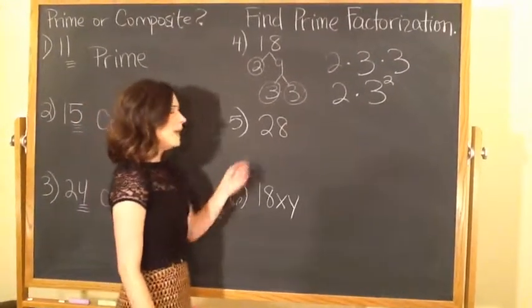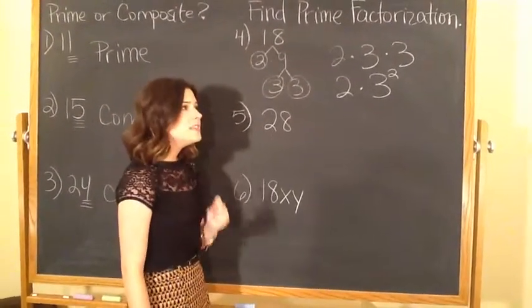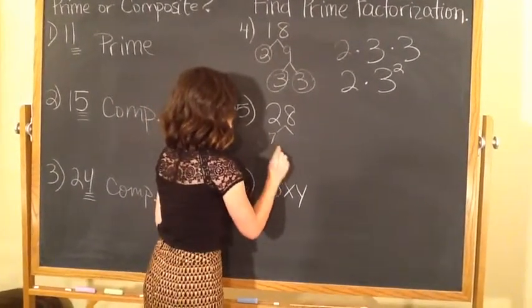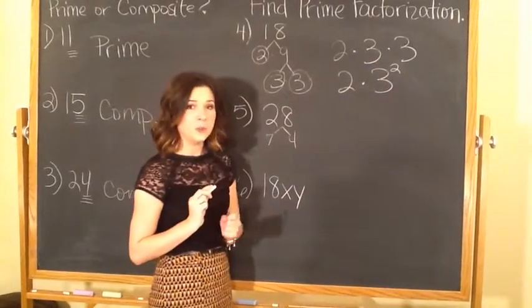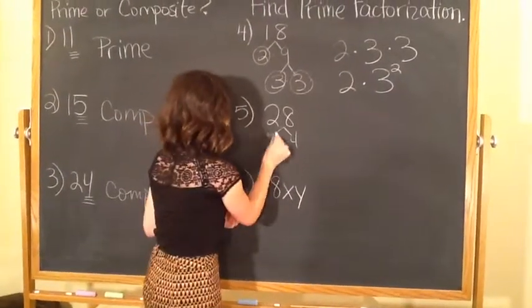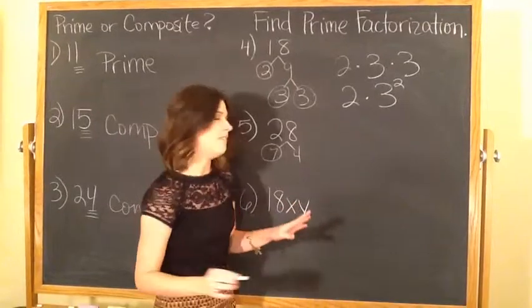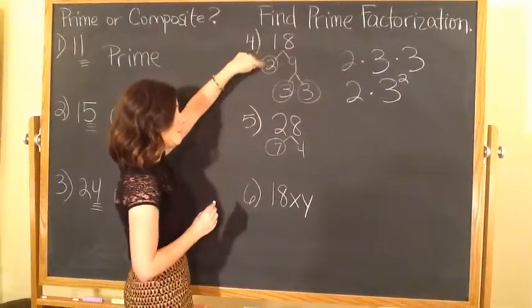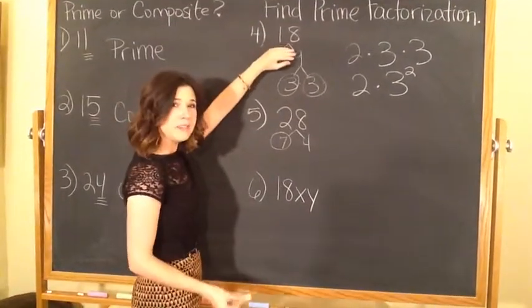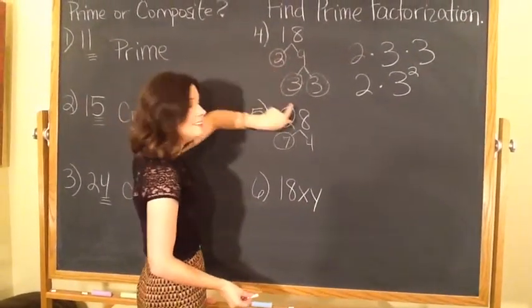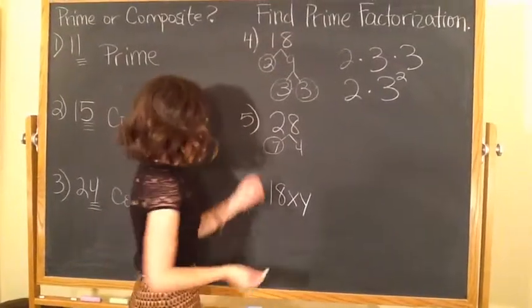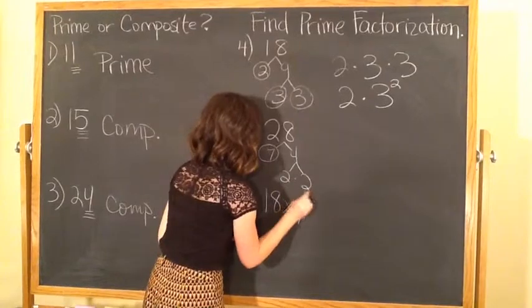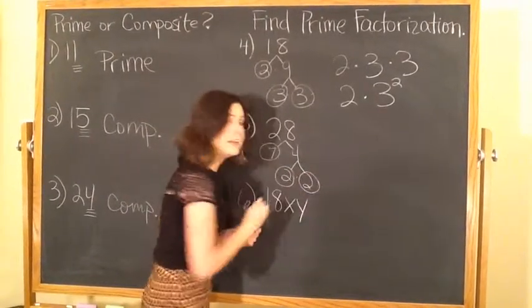Now let's go ahead and break down 28. What times what gives us 28? I know that 7 times 4 is going to give me 28. 7 is prime. I know no other number goes into 7, so I'm going to circle it so I don't forget about it. Because up here, you might have forgotten about this too and just written 3 times 3. But that gives you 9, so it's not 18. So you have to write down every single prime number. So we have 7. Now we're going to break 4 down into 2 times 2. I'm going to circle the 2's because they're prime.